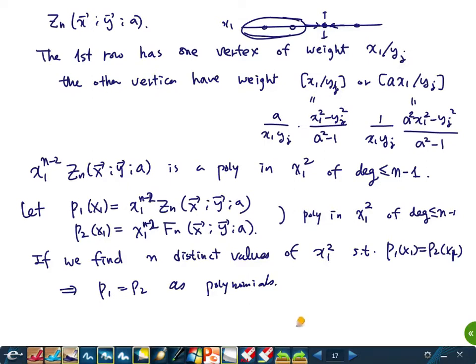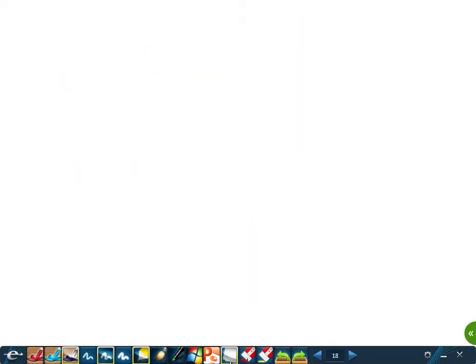Other question? We're going to find n distinct solutions to this equation. How can you do that? First, we will find one solution. Everything needs at least the first step, right? So let x1 be y1 over a, and then see if this is a solution.